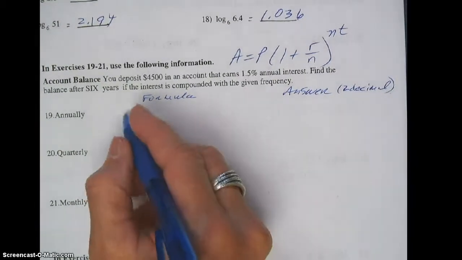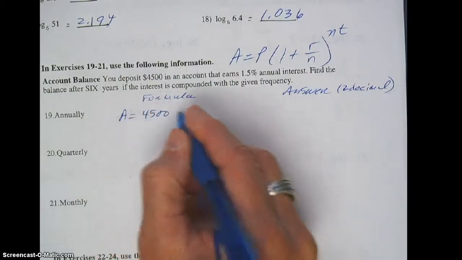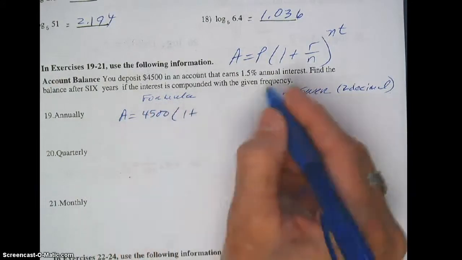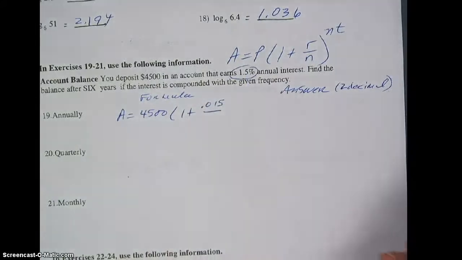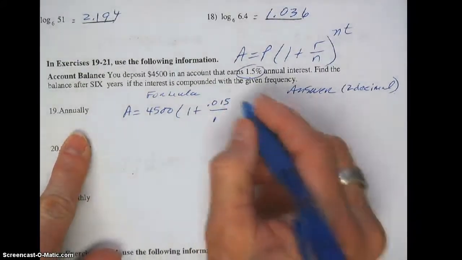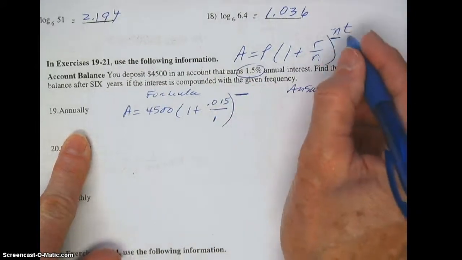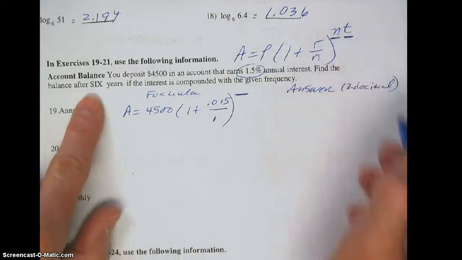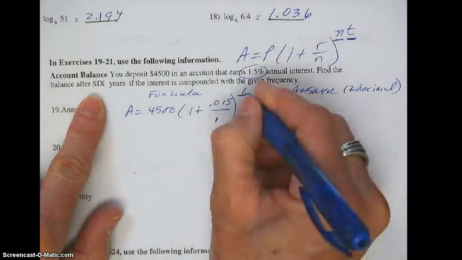And so one of the things you'll have to do is just put in the principal, which is 4,500, 1 plus the interest rate. Remember the interest rate, you move it over 2 decimal places. N is the number of times we compound, which is 1 for annual. And NT is the number of times we compound times the amount of years we're using. So 1 times 6 would be raised to the 6th power.